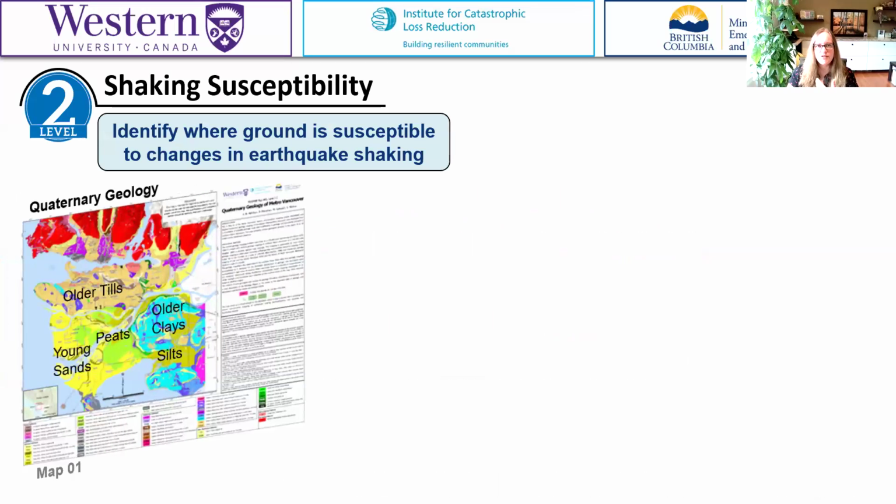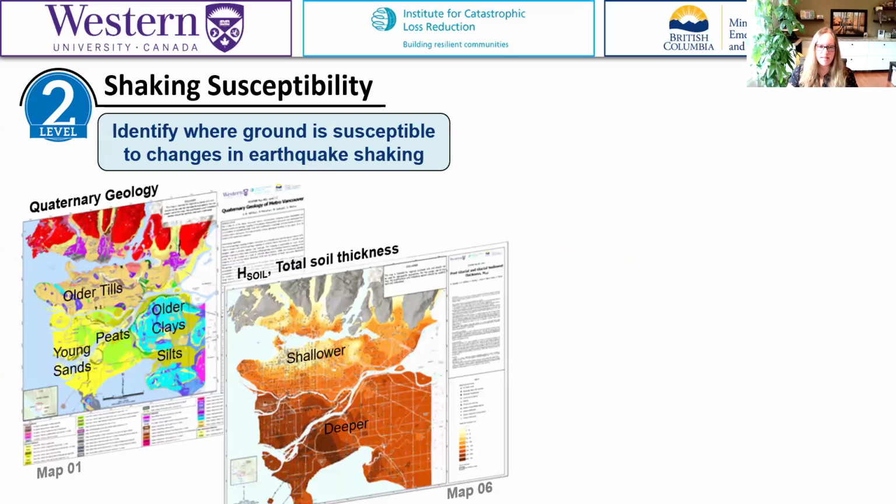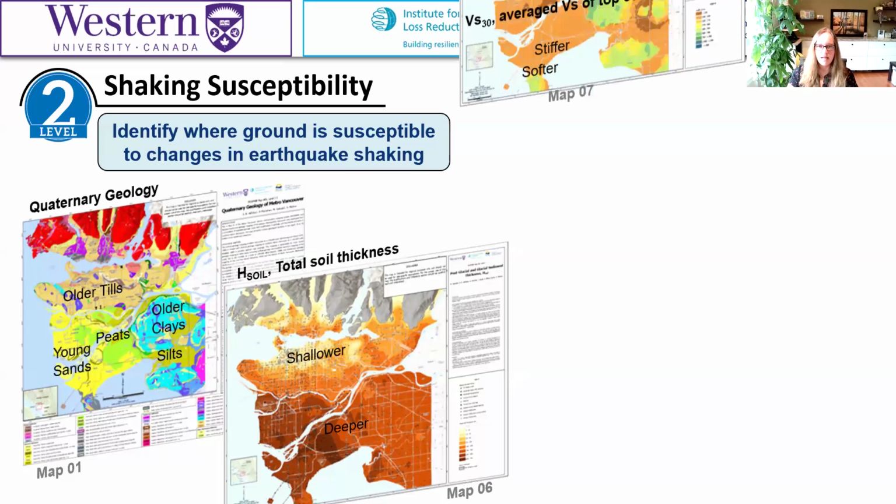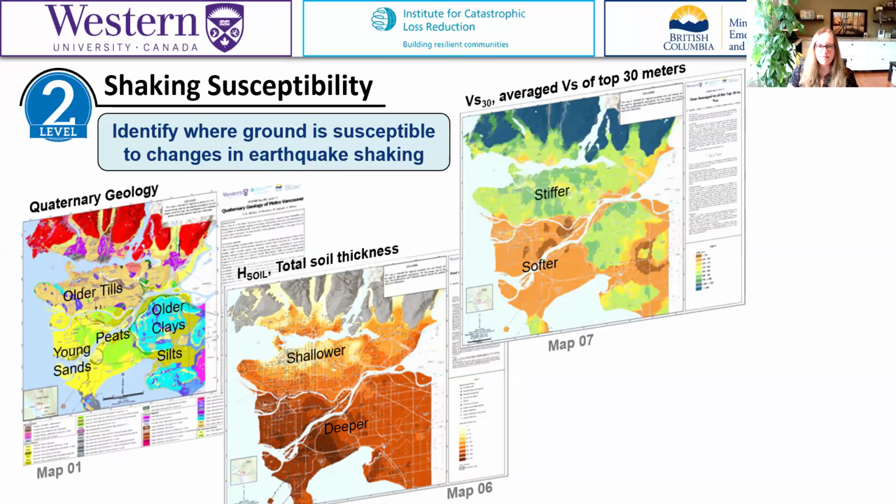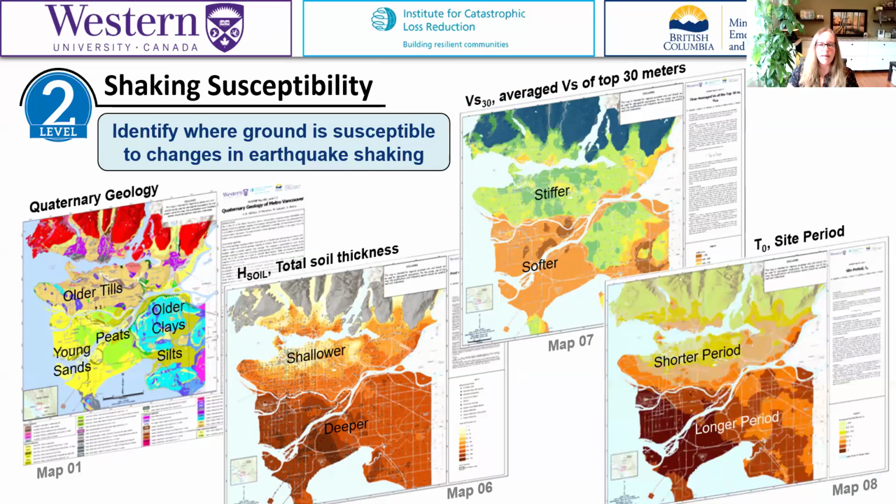So we translate our geodatabase, essentially what we understand about the subsurface ground conditions, into what types of materials it is, and therefore we can make a geology map. We can also translate whether or not the ground is very shallow or very deep. What's the depth to rock, basically? How stiff or how soft is it? And then a cool parameter, a site period, that kind of combines how thick it is and how stiff it is into one parameter. So that helps put 2 things in one map.